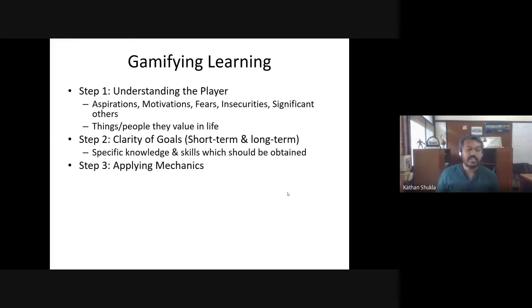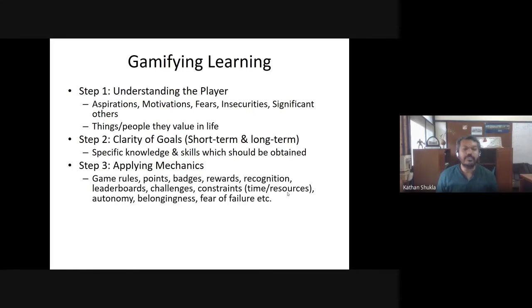Third step then is applying mechanics. Now this is all these different elements of gamification. There have to be some rules of the game, some sort of points, badges system, some sort of recognition or leaderboard you can have, some sort of challenges you present, okay? You also give them some autonomy. You also provide a sense of belongingness, that they belong to your class, they are valued in your classroom, they are valued as part of the teams. These are the things that we can work on. And then you can also work on getting rid of the fear of failure. Okay? If you have not mastered it yet, it is fine. You still have one more day to work on it, to master that. So try it again.